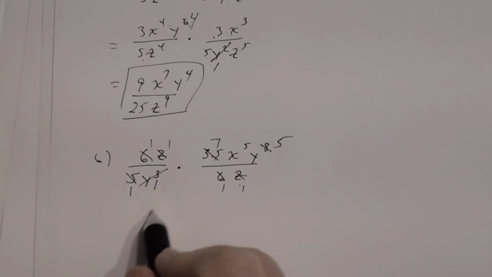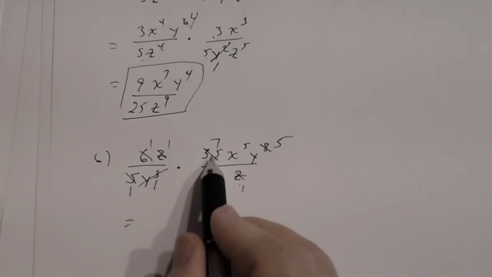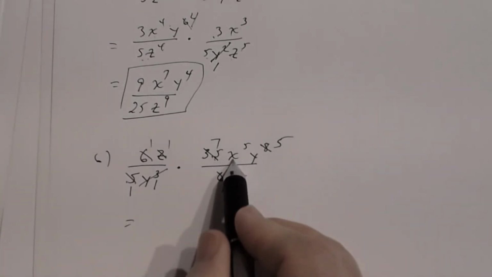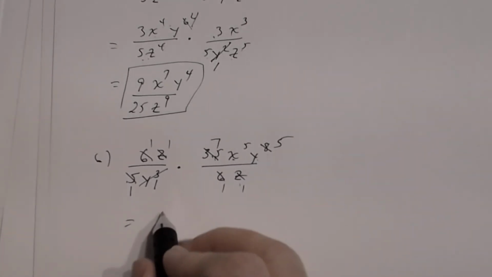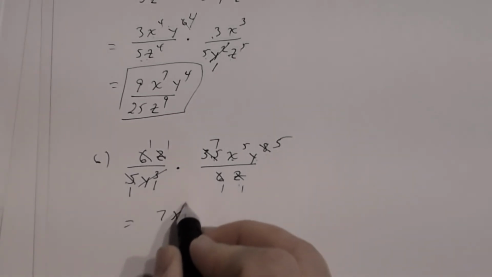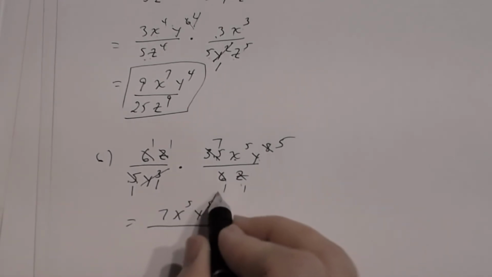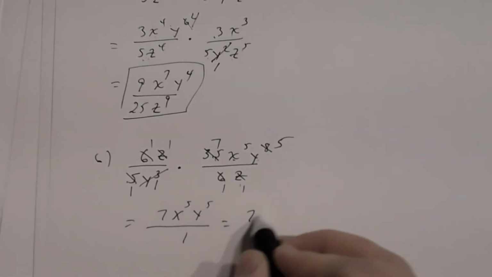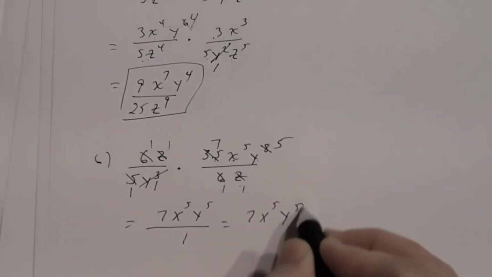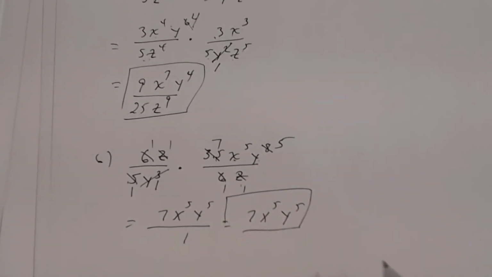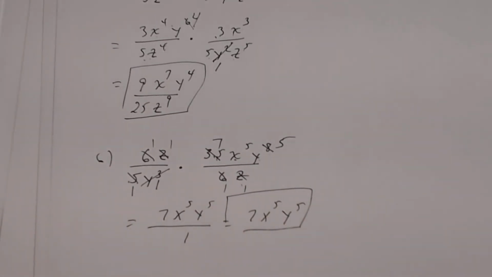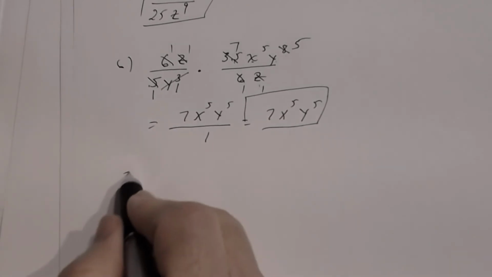And that's it. So you're going to get 1 times 7 times x to the fifth times y to the fifth. So you get 7 x to the fifth, y to the fifth, divided by 1 times 1 times 1 times 1 is 1. So you get 7 x to the fifth, y to the fifth. Okay? All right, so that was number 6. And then number 7, let's do one more.